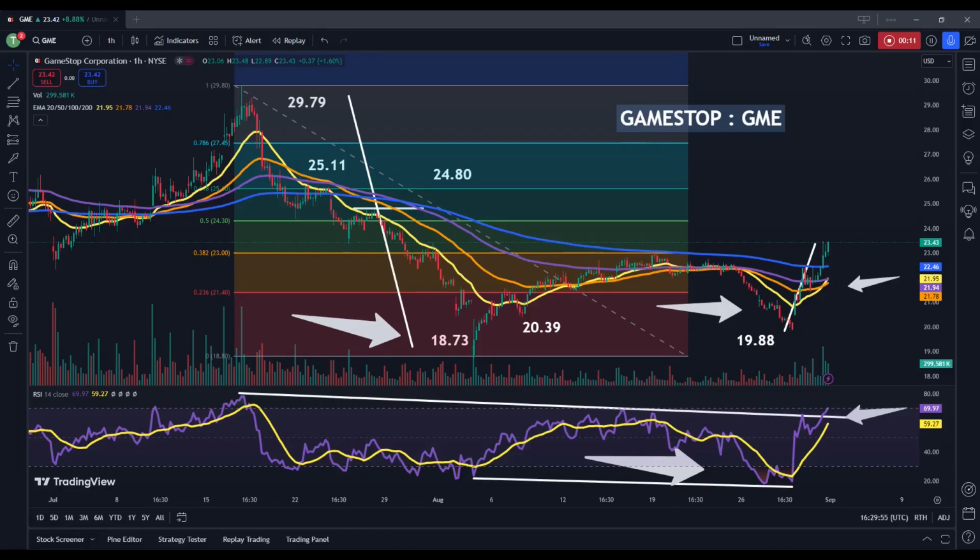Here we have the week ahead strategy update for GameStop Corporation, stock ticker GME.